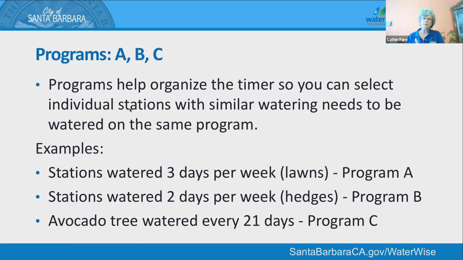In the long run, what ends up happening is that if we put everything on program A and we're watering 3 days a week, then the lawn is getting watered appropriately, but the hedges are getting overwatered. And then if I still have an avocado tree, which I only want to water once every 3 weeks, and it's getting watered every single week, I'm way overwatering that. So we're killing plants with kindness, or you're not giving them enough water. So each one has its own program. Let's go to the next slide.